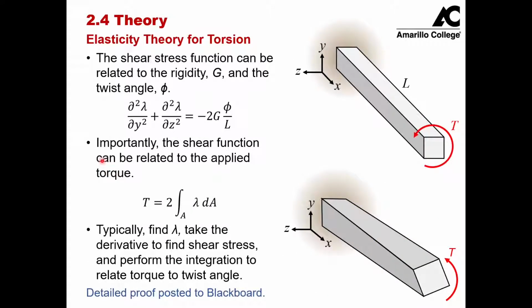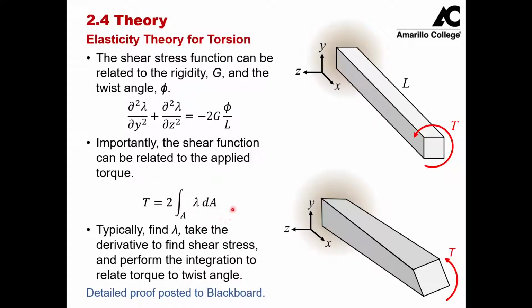So as it turns out, we can actually relate this higher order shear stress equation to our modulus of rigidity and the angle of twist phi. So the derivation of this relationship is going to be beyond the scope of this course, but I just want you to know that as it turns out, this is in fact true. Importantly, we can relate the externally applied torque back to our higher order shear stress equation, and this derivative is what we're going to do.